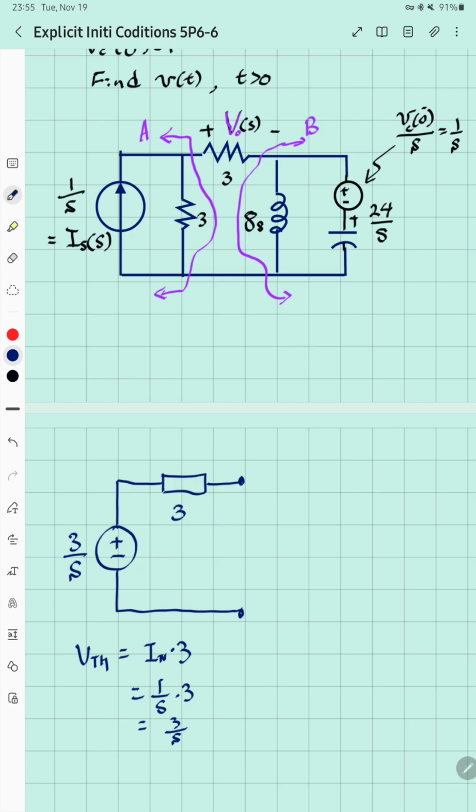On the right side, now we have to look at what would be the Z Thevenin. So Z Thevenin for the B side, that will be 8S, the inductor, in parallel with the capacitor.